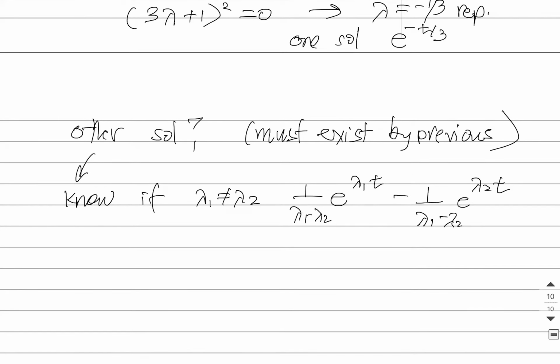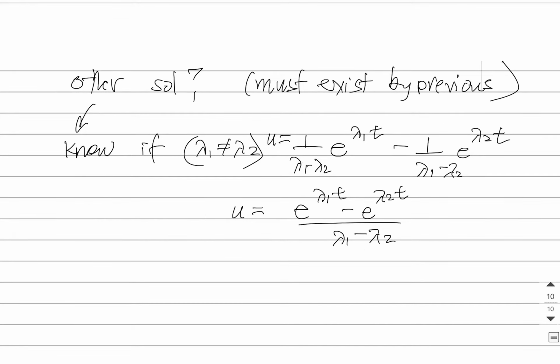And that means that if I call this thing u, another way to write u would be e to the lambda 1 t minus e to the lambda 2 t divided by this stuff. And because they're distinct, that will never be 0. So what do I want to do? Well, I want to check to see what happens in the limit as lambda 1 gets closer to lambda 2.